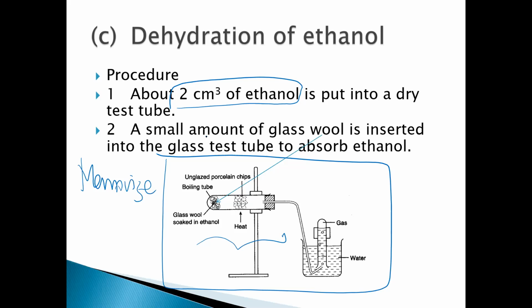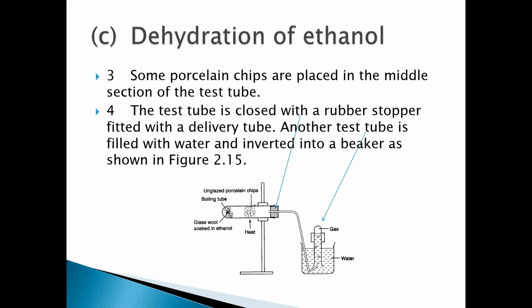And then I put the glass wool into the test tube because I want to absorb the ethanol. So here teacher has a glass wool soaked with the ethanol here. Okay. Then what's my next step? I'm going to put some porcelain chips.